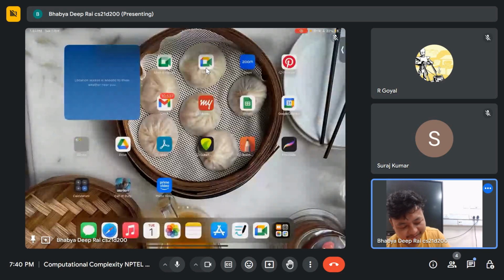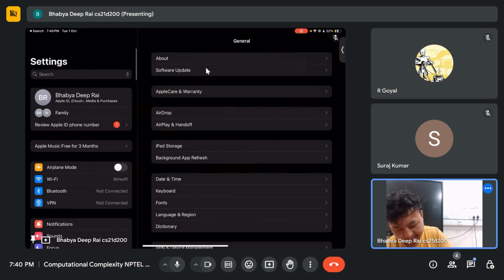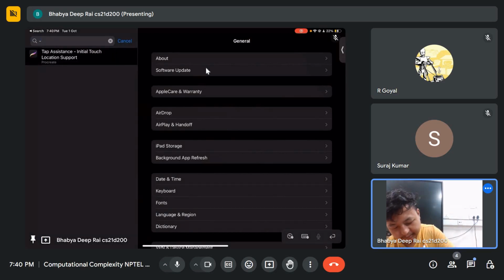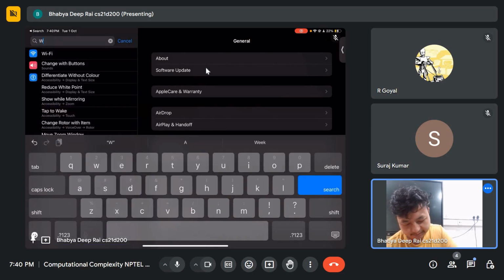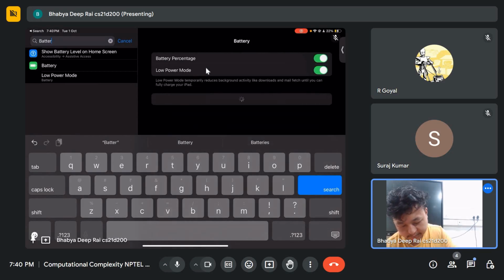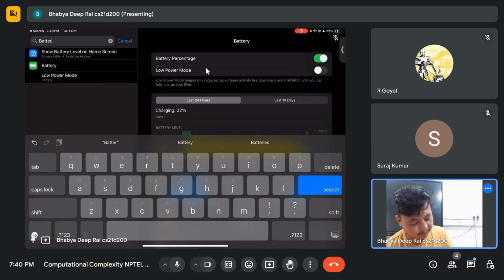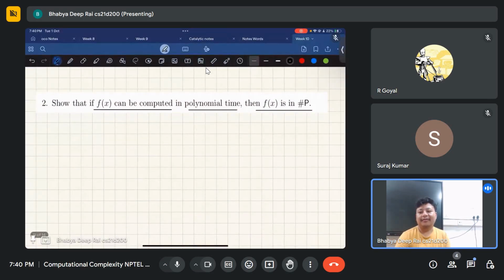Just a moment, I'll turn off the power saving mode. This is causing the screen to shut down. Okay, anyway, let's get back.